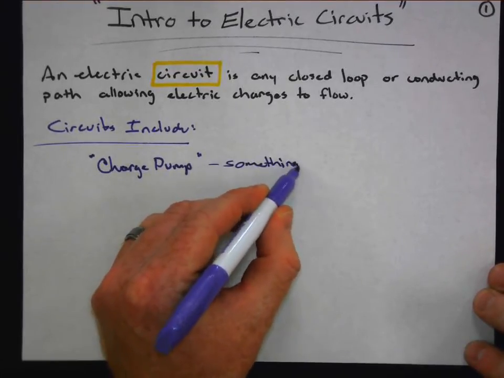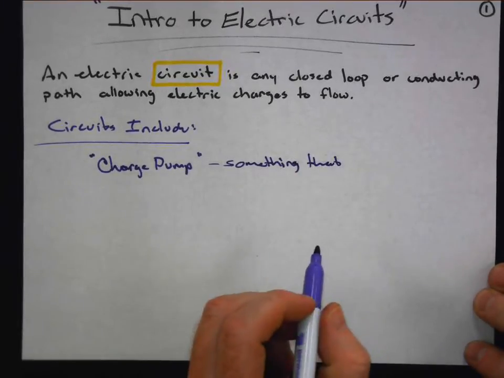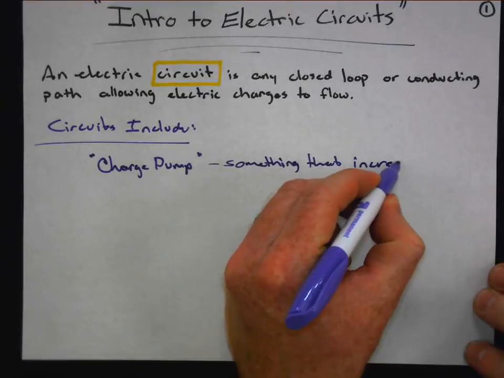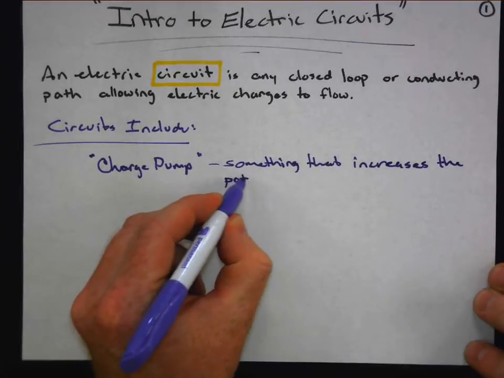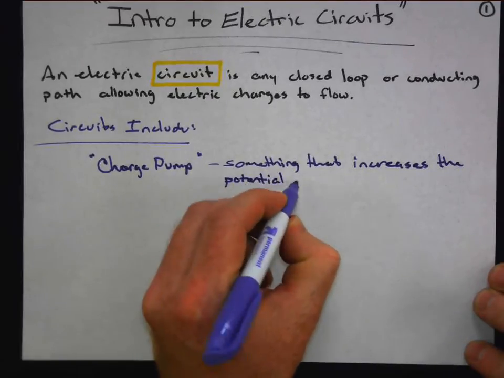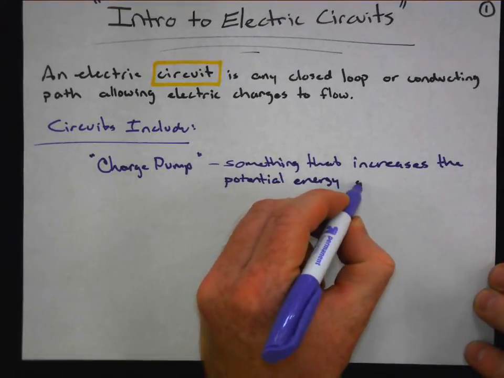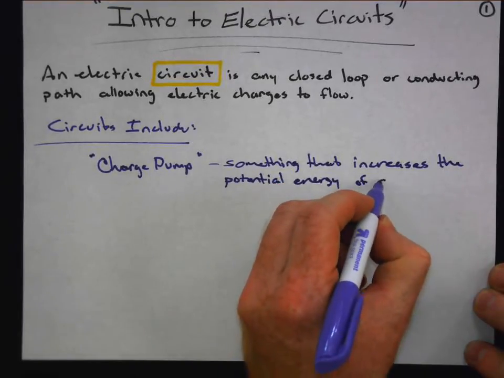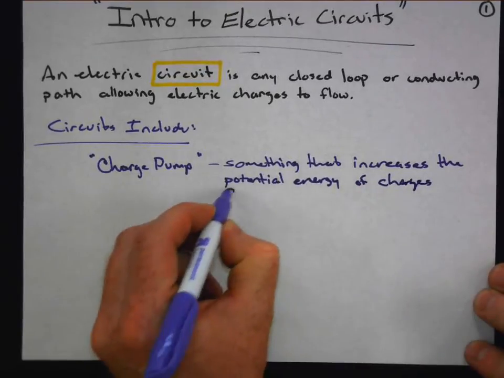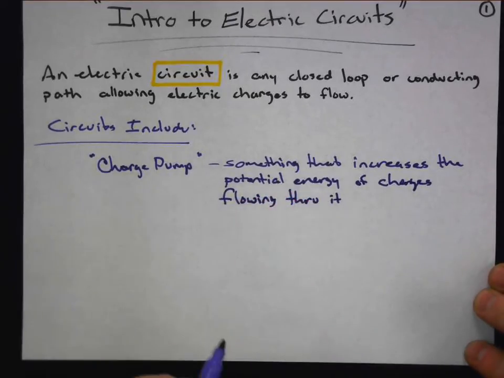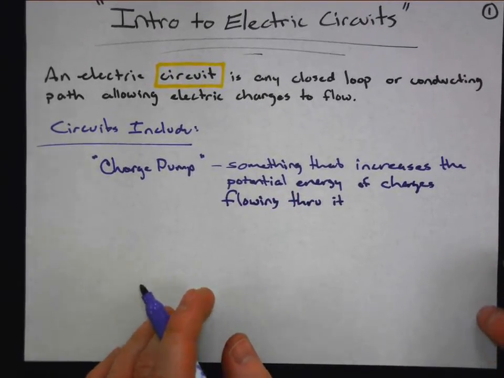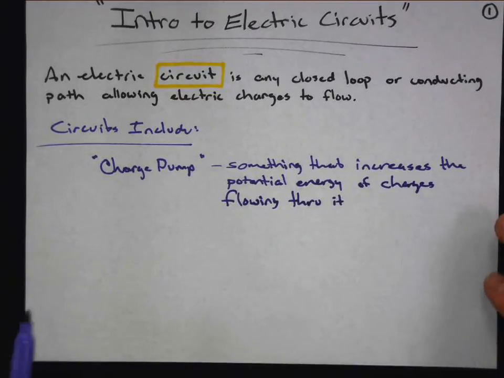It's something that increases the potential energy of charges flowing through it. So what could this be like? Well, a charge pump could be like a battery. As charges flow through the battery, they're going to pick up more energy, and they act as little delivery vehicles. They're going to deliver that energy somewhere else.